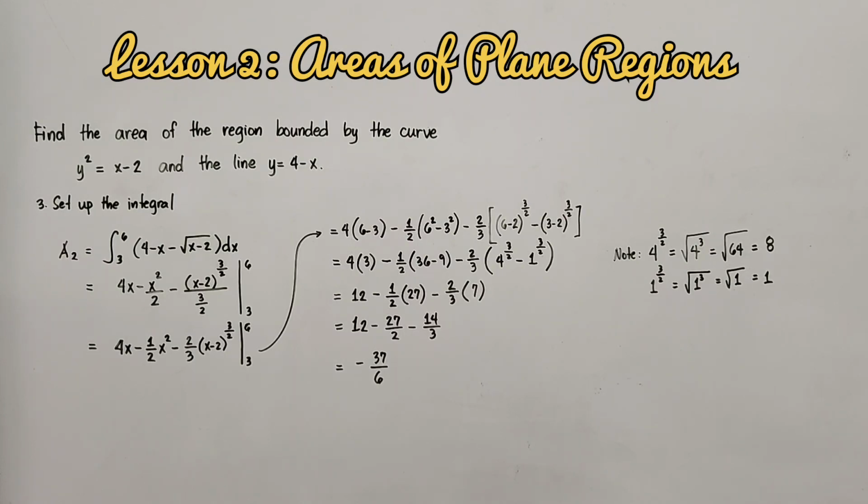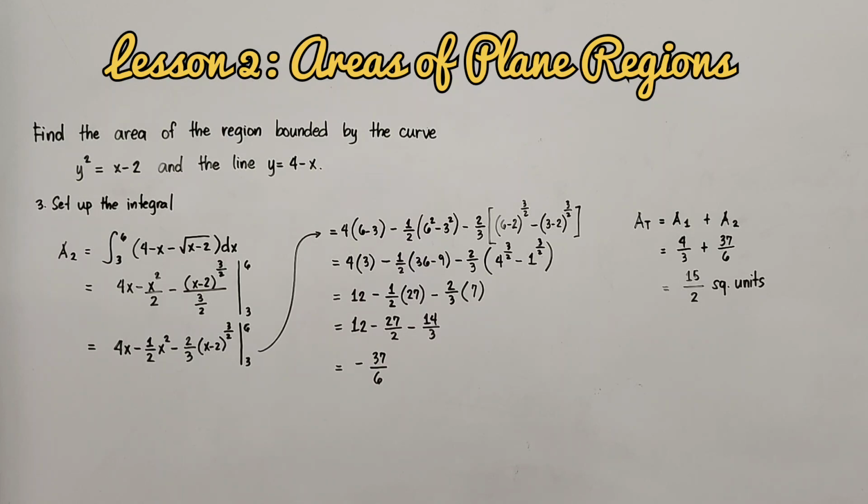first region. Therefore, the area of the region bounded by the curve y squared equals x minus 2 and the line y equals 4 minus x is the sum of the first and the second area, that is 4 over 3 plus 37 over 6, and that is equal to 15 over 2 square units.